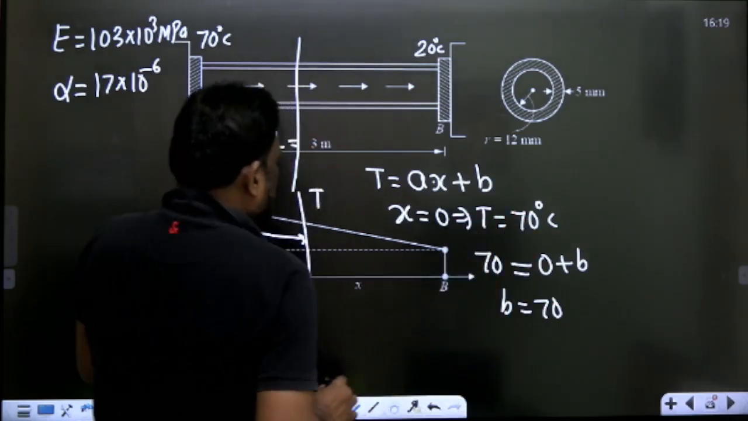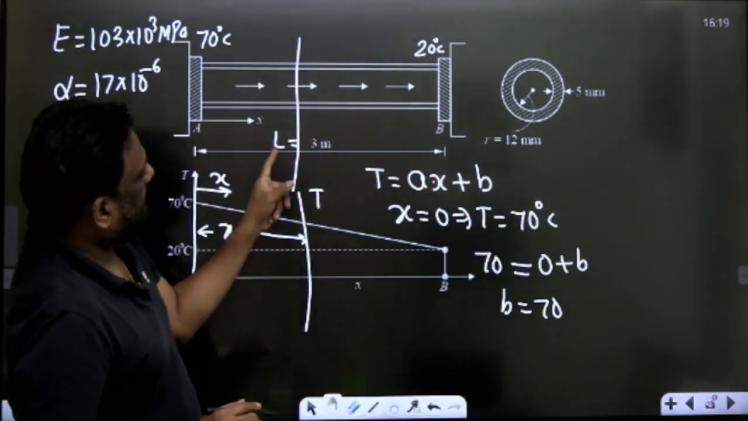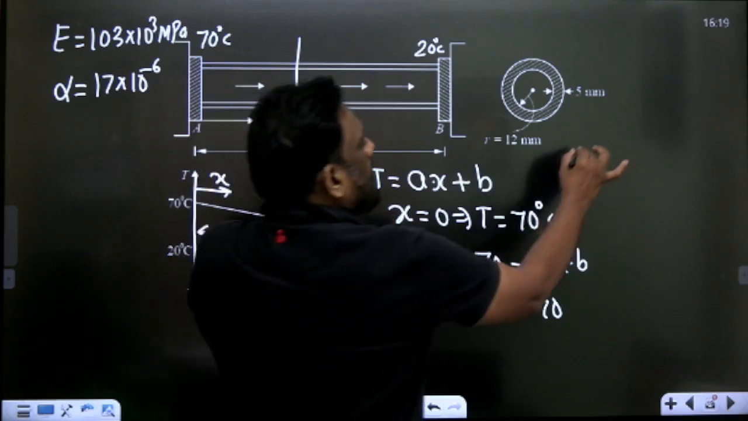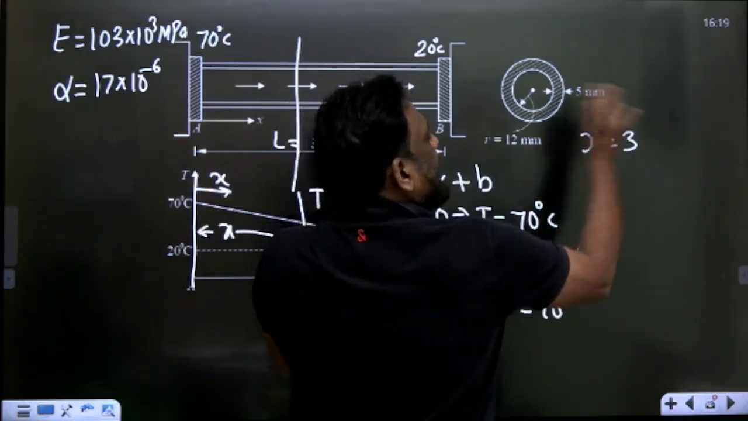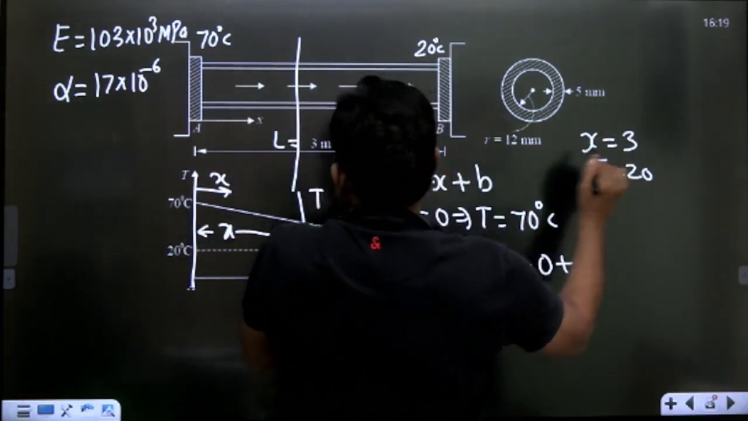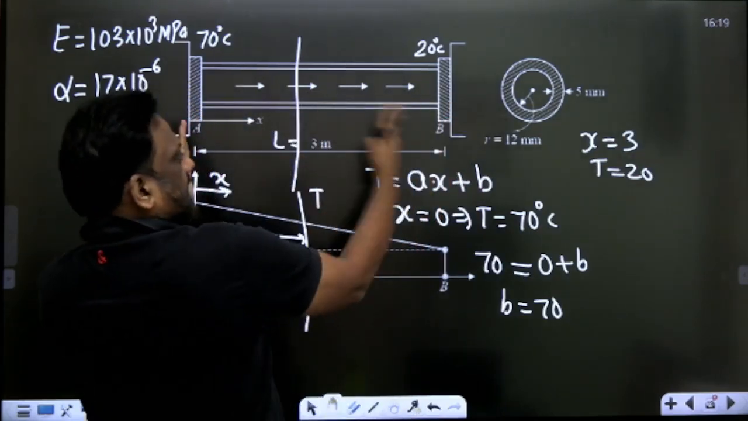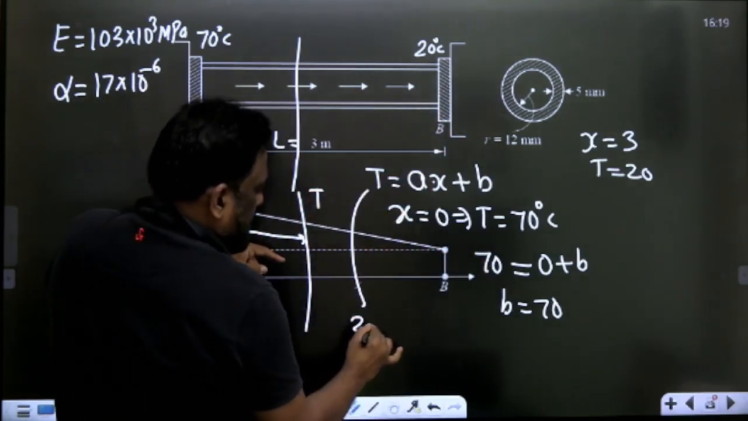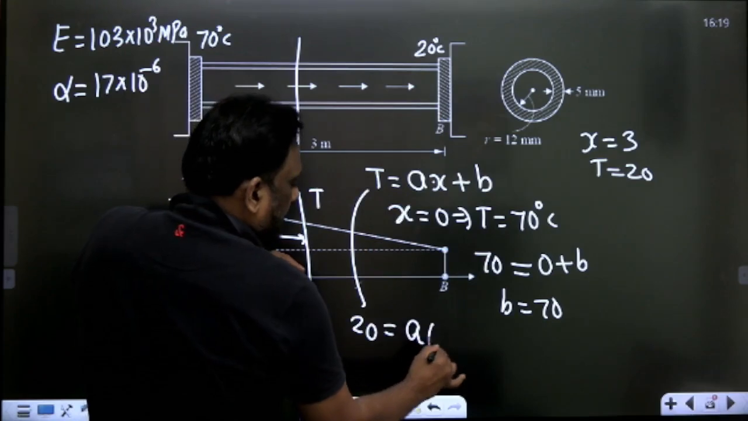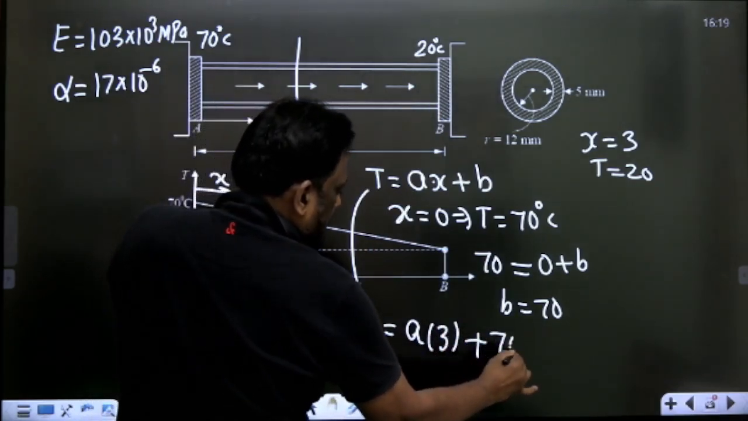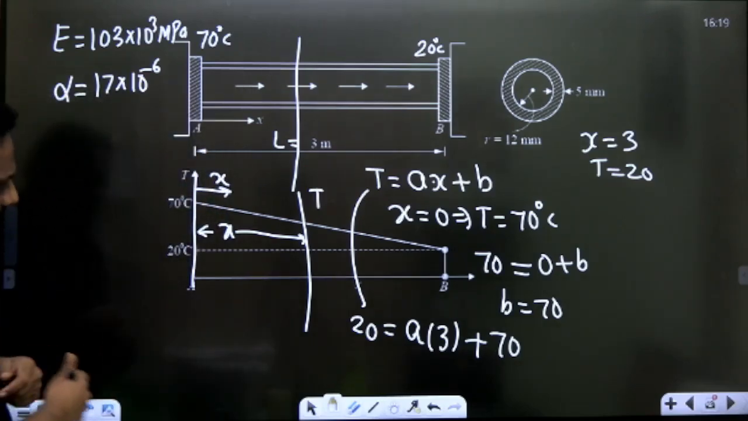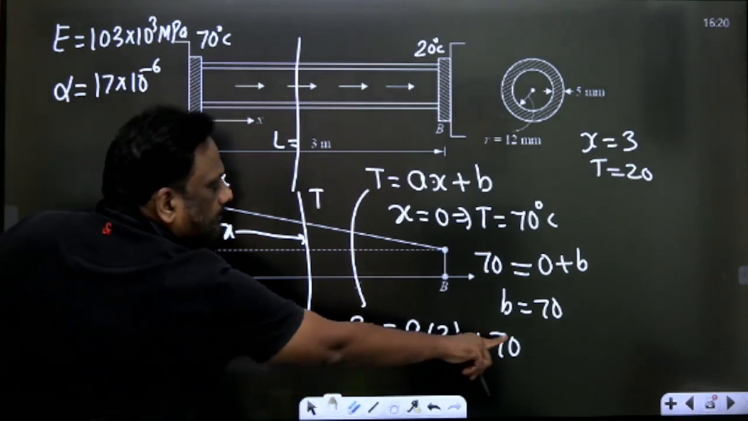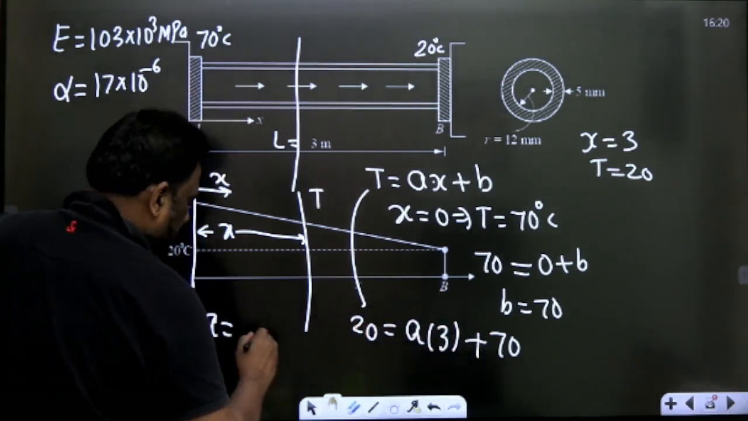What is the other boundary condition? When x is 3 meter, L means 3, the temperature is 20 at the right end. Put that in. So 20 is equal to a into 3 plus b, where b is 70. Correct, sir? Absolutely correct. So a is equal to 20 minus 70 over 3, which is minus 50/3.